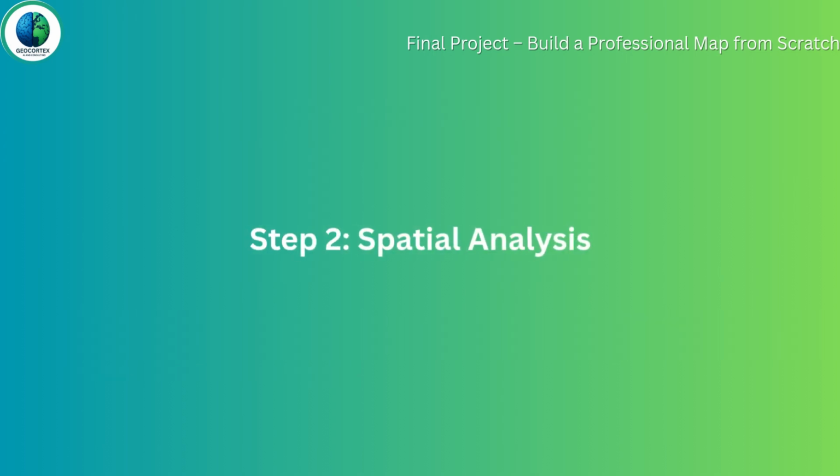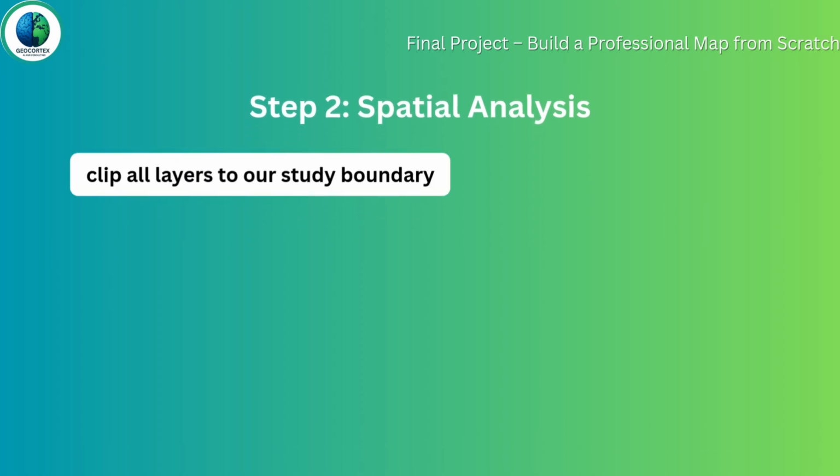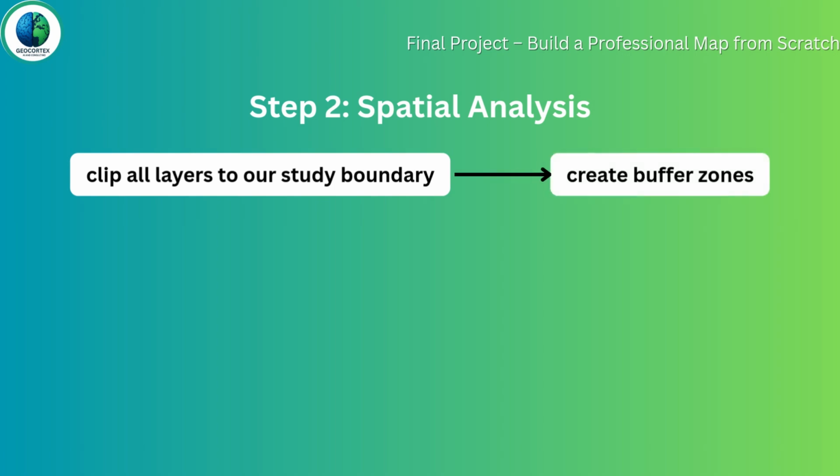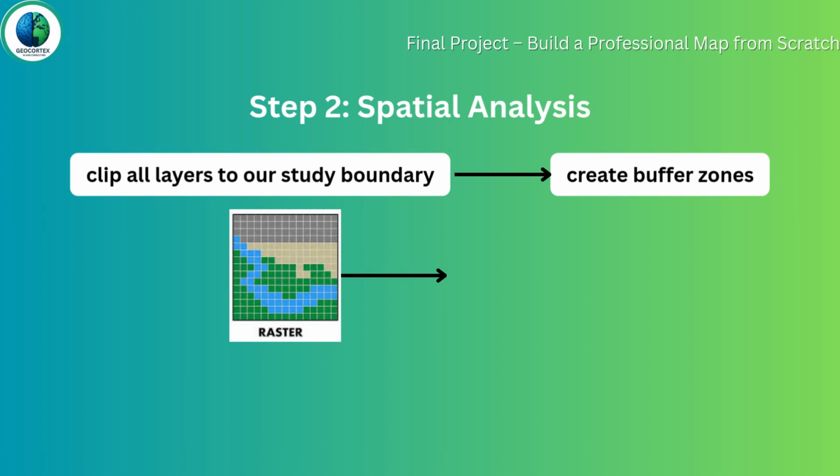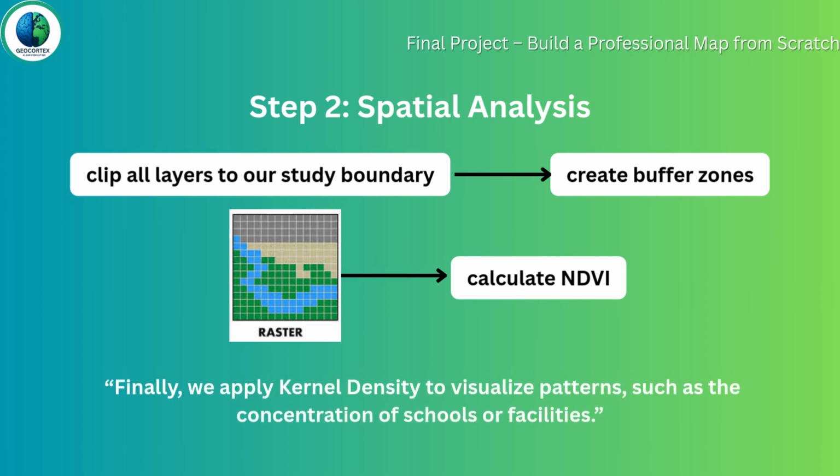Step 2. Spatial analysis. First, we clip all layers to our study boundaries so we're only working within our area of interest. Next, we create buffer zones, for example, a 2-kilometer buffer around hospitals to analyze service coverage. Using raster data, we calculate NDVI with the raster calculator, giving us vegetation health across the region. And finally, we apply kernel density to visualize patterns, such as the concentration of schools or facilities. This is where raw data becomes meaningful insight.